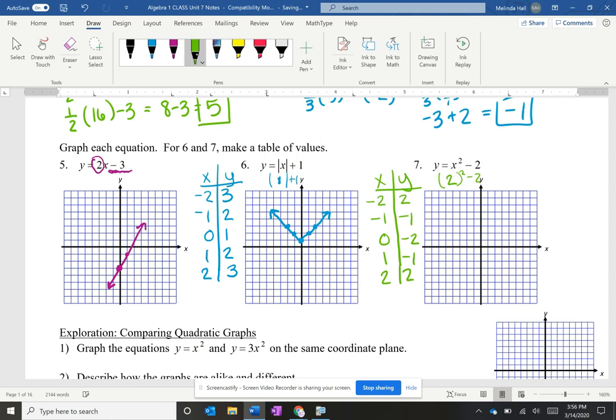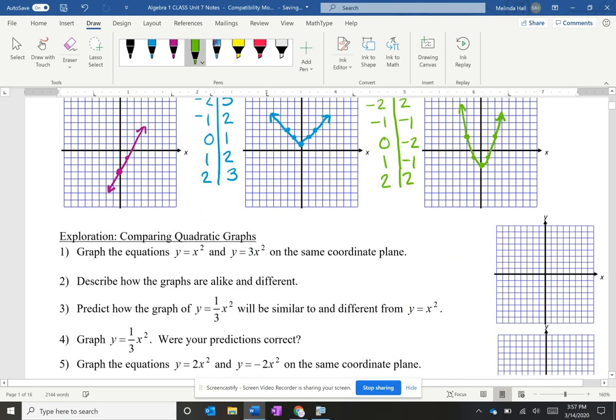We'd go left 2, up 2 for -2, 2. Left 1, down 1 for -1, -1. For 0, -2, we would just go down 2. And then at 1, we'd be down at -1, and 2 up at +2. And so the thing that's different with parabolas is that they actually make a U shape, and so you do kind of want to try and curve the graph as best you can at the bottom.